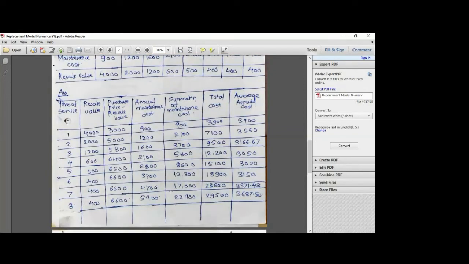In total, how much money will be spent on the maintenance cost till the 8th year? It will be 22,900. So if we are going to do maintenance every year, right? So this is the 22,900 value.